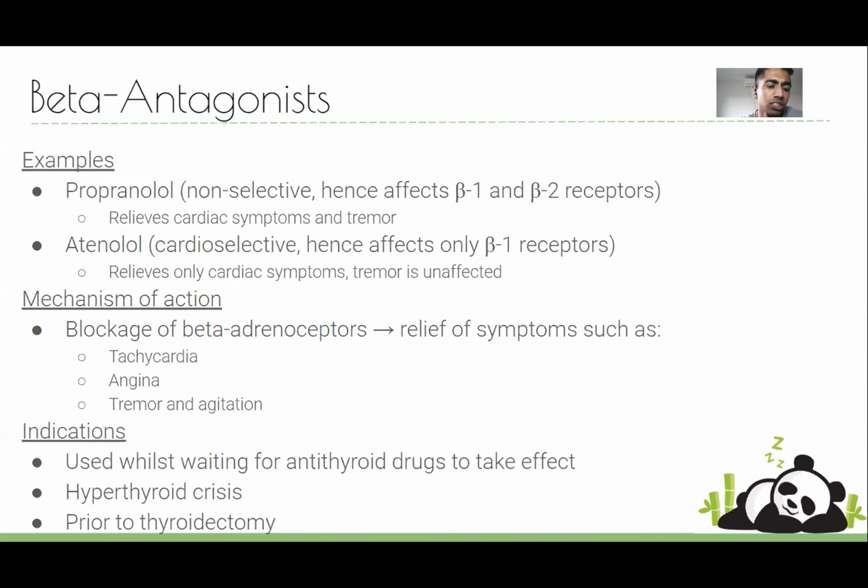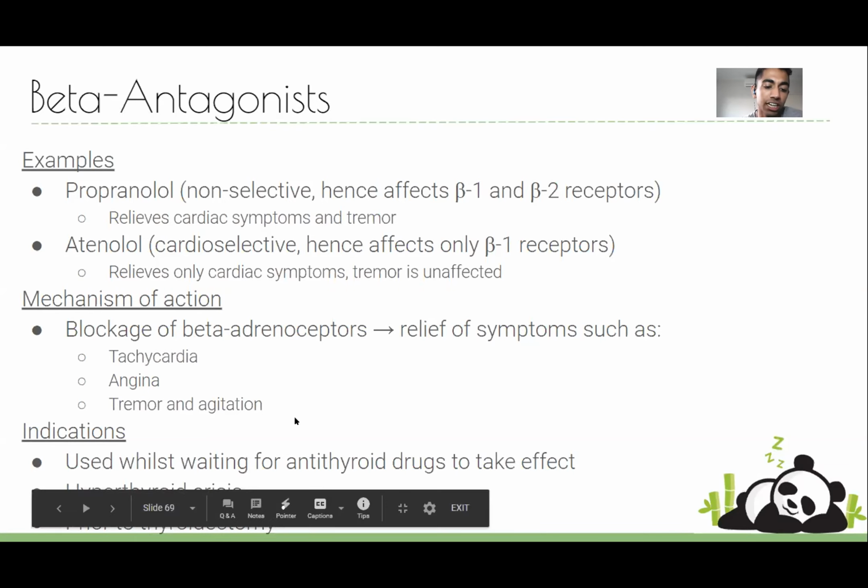Okay, beta antagonists. There are a couple of different beta antagonists you can use. You can use propranolol or atenolol. Propranolol is non-cardioselective, so it's going to affect all our beta receptors. It's going to work on our cardiac symptoms as well as our tremor. But atenolol is only going to work on our cardiac symptoms, so our tremor is going to be unaffected. That's because we've only got beta-1 receptors in the heart. There are no beta-2 receptors in the heart. So if we block our beta-1 receptors, we're going to relieve our tachycardia, angina. And if we block our beta-2 receptors, we're going to relieve our tremor and agitation.